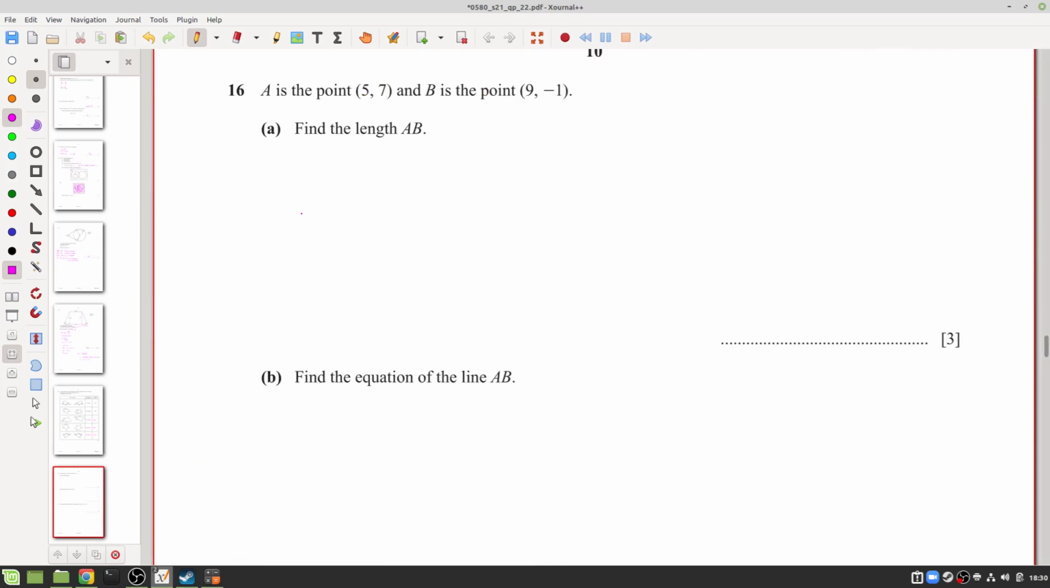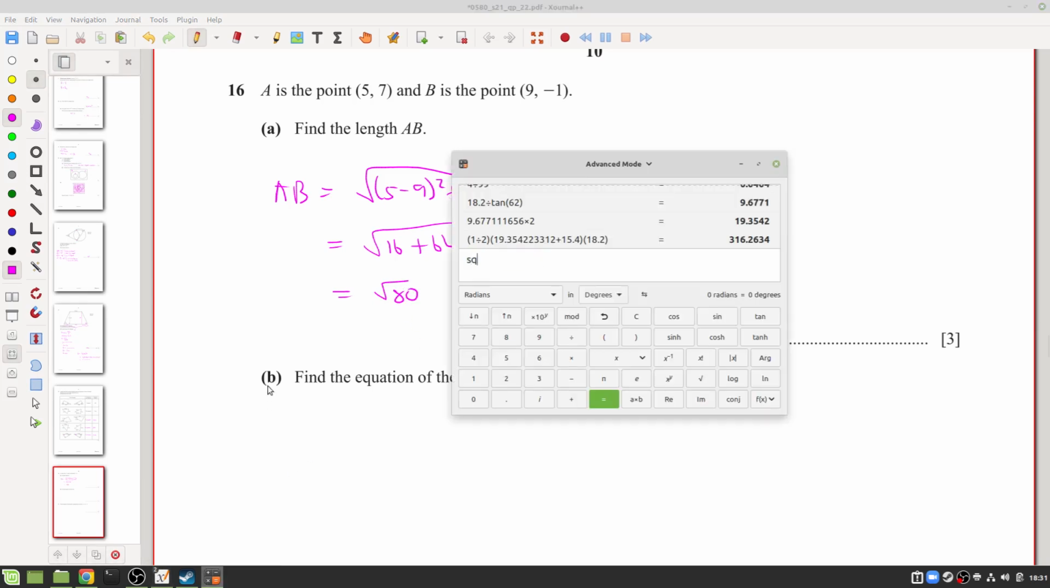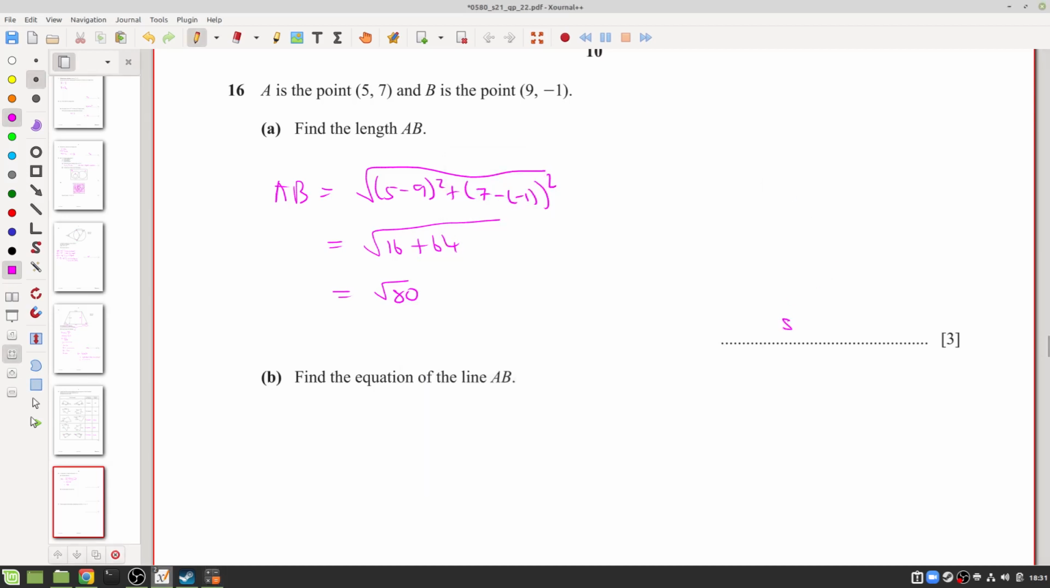Find the length. So length, this just comes from Pythagoras. So we can say the length AB is equal to the square root of the difference between the x values squared plus the difference between the y values squared. So that's going to give us 4 squared, which is 16, and this gives us 8 squared, which is 64. So that's going to give us the square root of 80. And we don't want to just simplify this. They told us to give it to 3 significant figures. So we can do the square root of 80 and write 3 significant figures. So that's going to be 8.94.